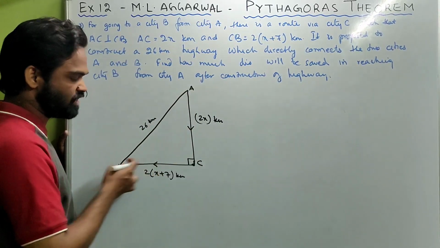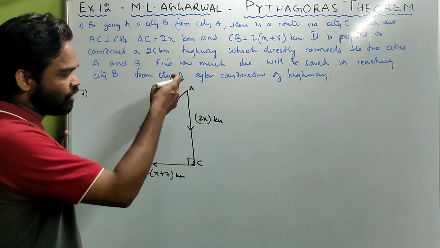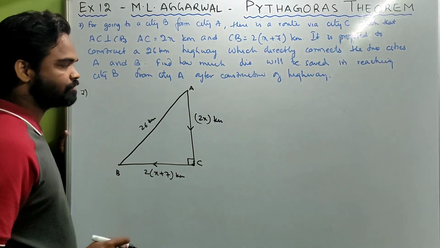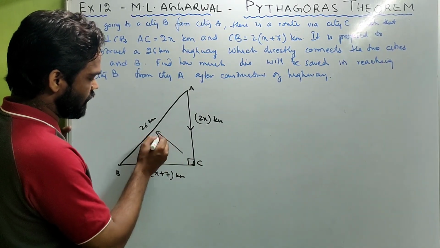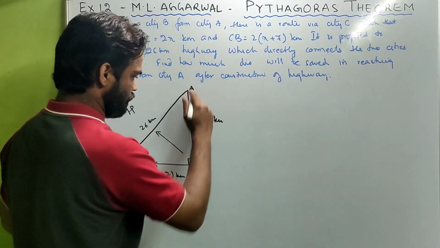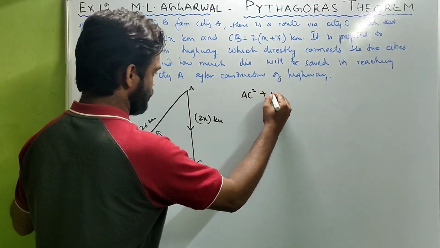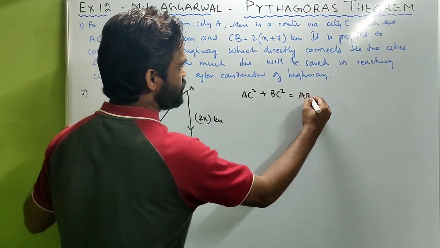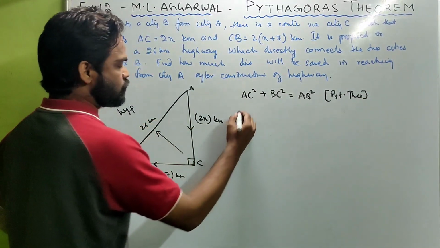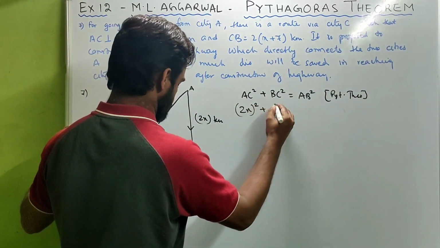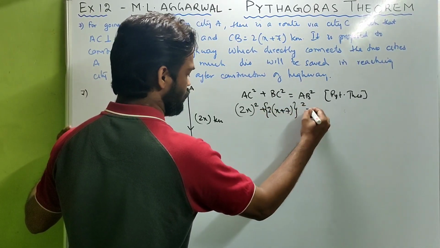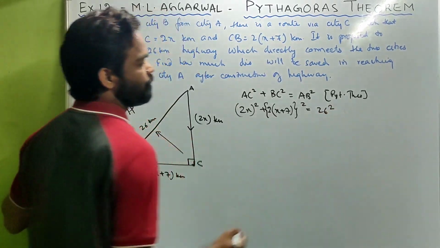Earlier it was AC plus BC. Now it is AB directly. So we'll calculate AC plus BC and see how much distance we used to travel via C. Now this is your hypotenuse, opposite to 90 degrees. By Pythagoras theorem, AC square plus BC square is equal to AB square. AC square is 2x whole square, BC is twice x plus 7 whole square, and this is 26 square.